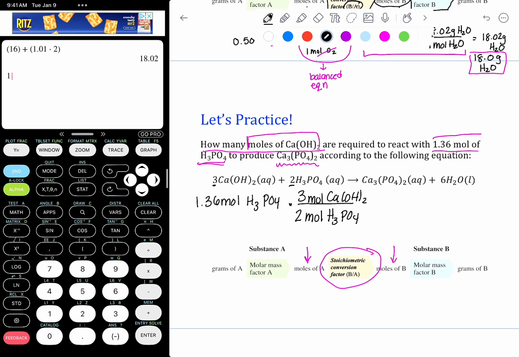So we're going to take 1.36 and we're going to multiply it by 3 divided by 2. And we get 2.04 moles of CaOH2. So in order to react with all of my 1.36 moles of H3PO4, I need to use 2.04 moles of CaOH2 to create Ca3PO4, calcium phosphate. And that's what the question was asking.